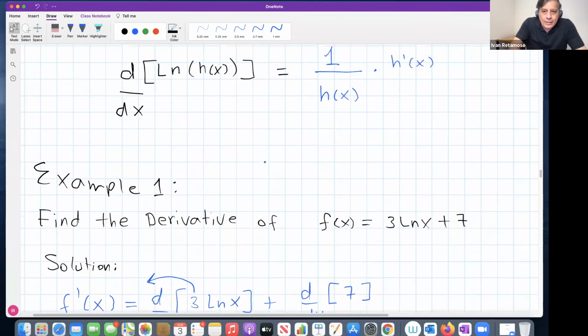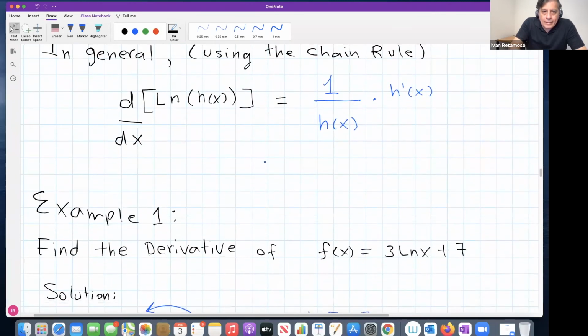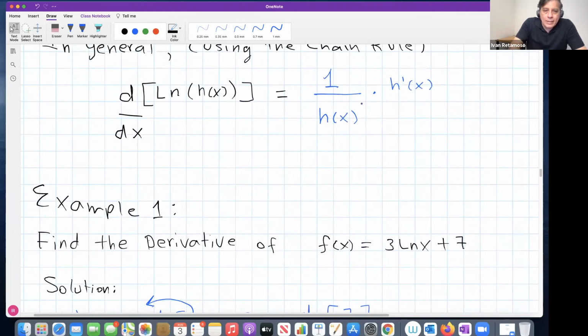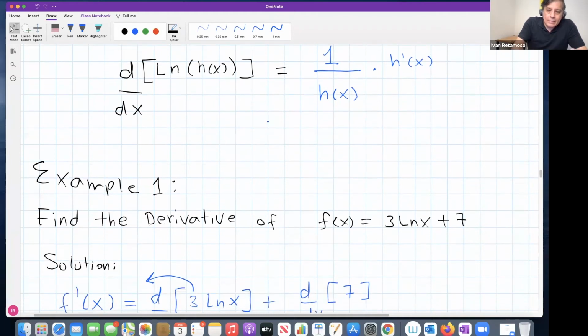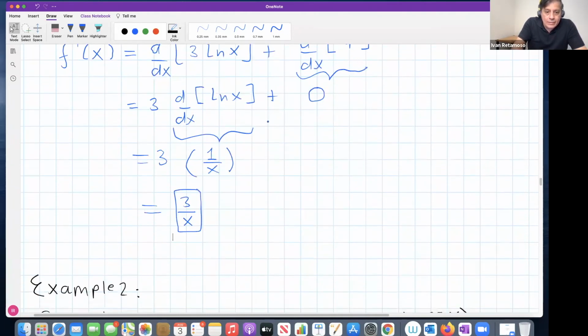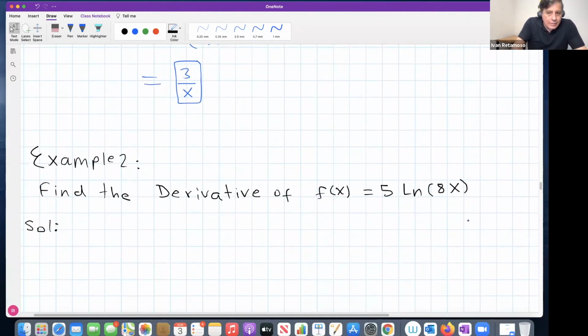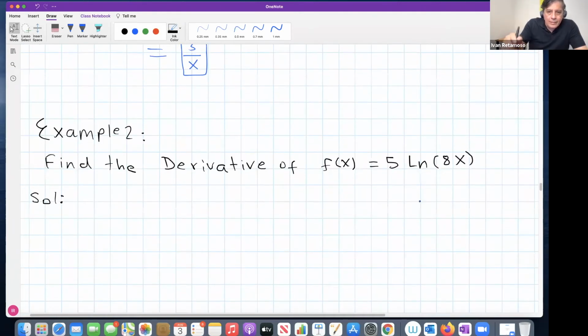But now let's talk about this other form, when you have to do this. Well, whenever the argument is not x, but some function of x, we're going to use the chain rule there. For example, look at this. They want you to compute the derivative. The function is given here, f of x equals 5 natural log of 8 times x.